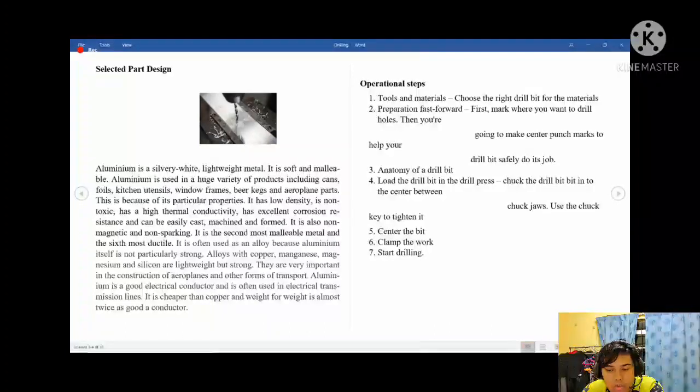Aluminium is a good electrical conductor and is often used in electrical transmission lines. It is cheaper than copper and weighs almost half as much, so it is almost twice as good as a conductor.